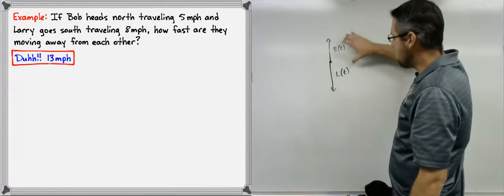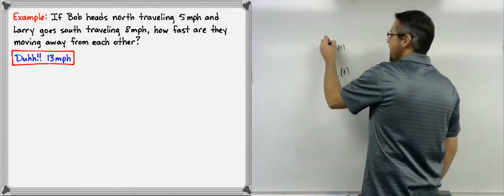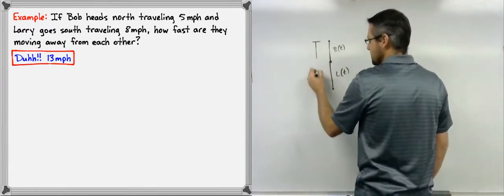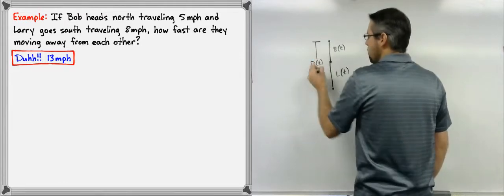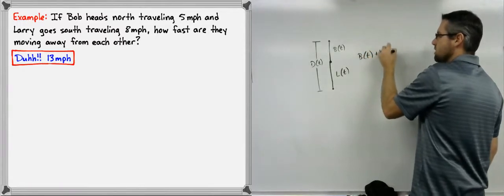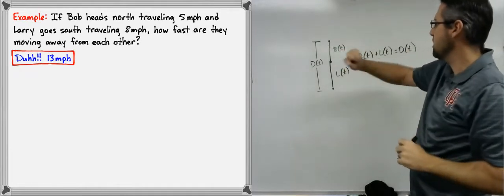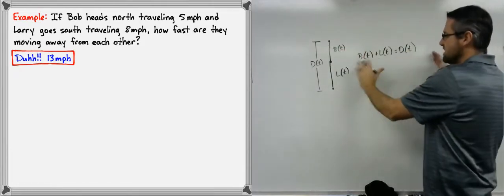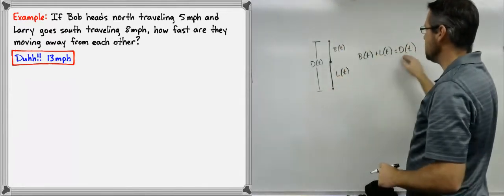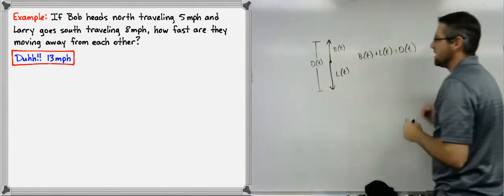Now, the equation that we can write here is, wherever they end up, we can create a static equation, if you would. This whole distance, call it d of t, we can write this equation: B of t plus L of t equals d of t. That's the segment addition postulate. One piece plus another piece equals the whole piece. Now, this is a static thing. But as B gets bigger and L gets bigger, D will also get bigger. So it's not static. It keeps going over time. That's why I put the arrows there.